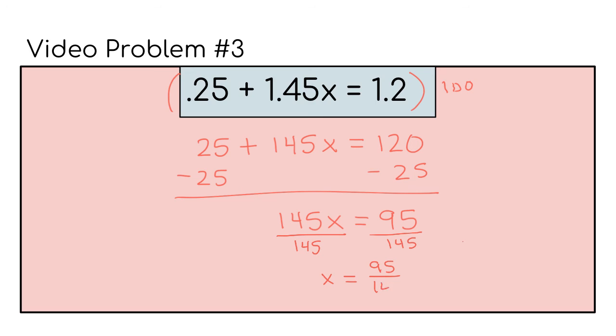95 over 145. But we can actually simplify this. If we divide the top and the bottom by 5, 95 divided by 5 is going to be 19, and then 145 divided by 5 is going to be 29. So our answer is x equals 19 over 29.